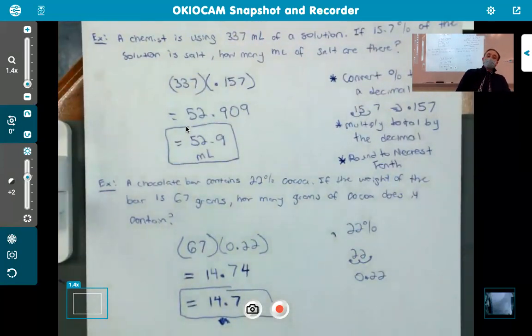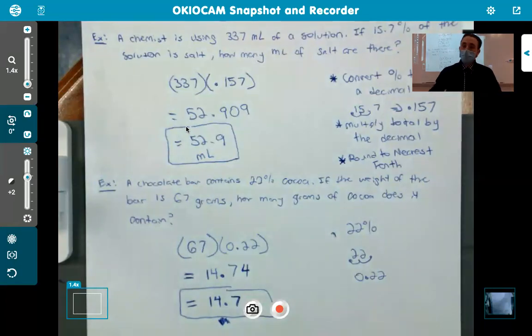Are there any questions about either of those two examples or anything that we covered today in class? Everybody good? Feel confident with this, or do we need to see another example? Anybody have any opinions? Okay.